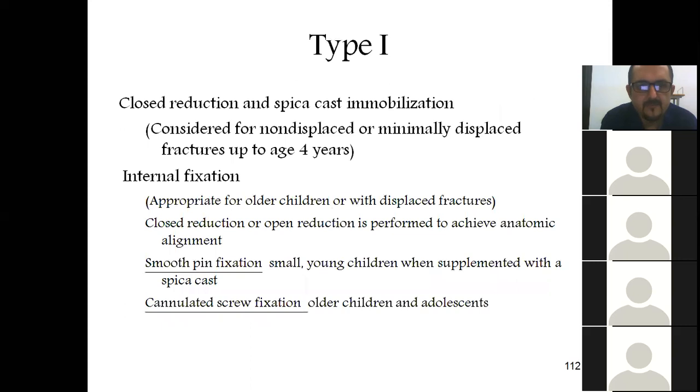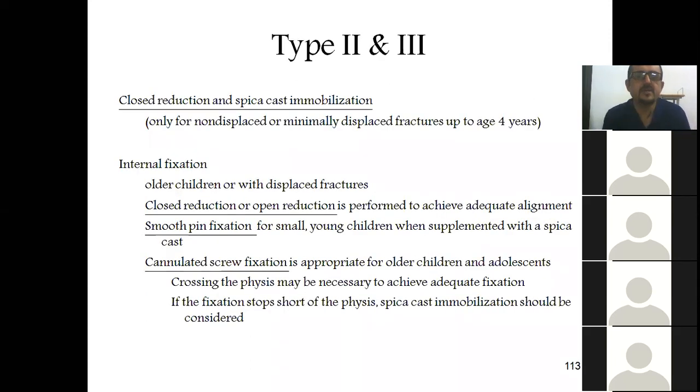For type 1, transepiphyseal fractures, the treatment is closed reduction and spica cast immobilization in less than 4 years of age. If the patient is older or the fracture is displaced, then closed reduction or open reduction is performed to anatomical alignment. Then you could put smooth pins or cannulated screw fixation in older age. In type 2 and 3 fractures, you do closed reduction and spica cast immobilization for pediatric population less than 4 years or fractures which are non-displaced.